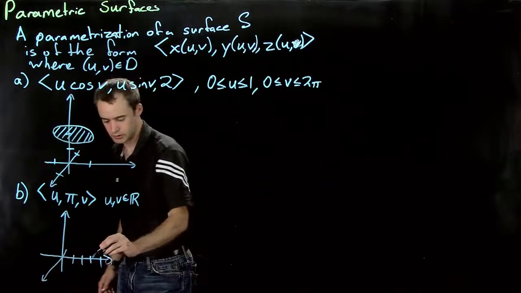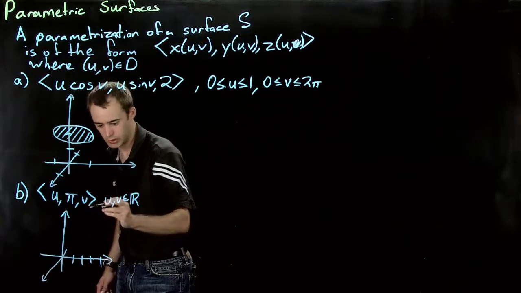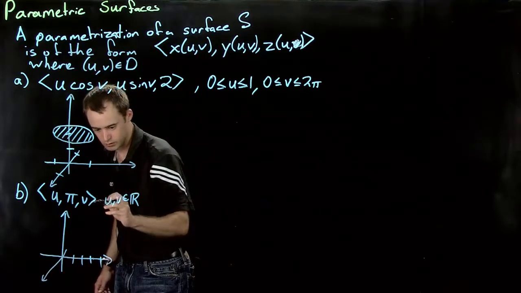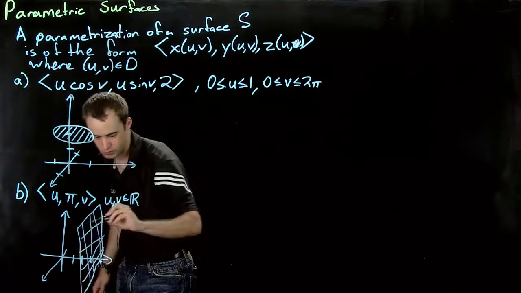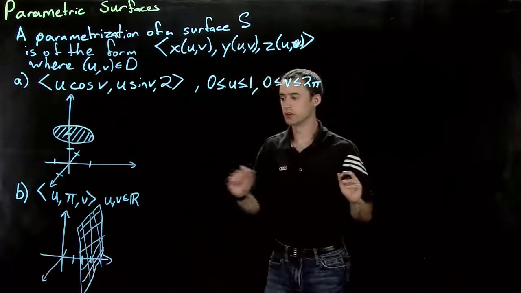So here's the point 0, 0, pi, or thereabouts, and we have a plane that hopefully I can draw. And this continues out indefinitely because there's no limitations on u and v.